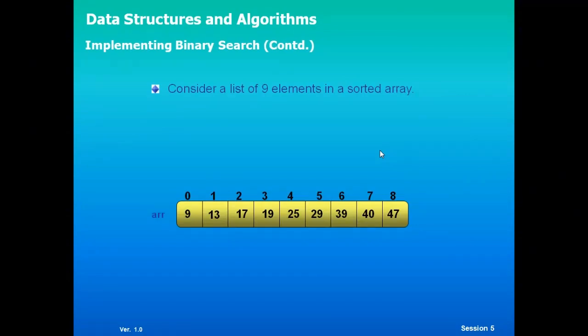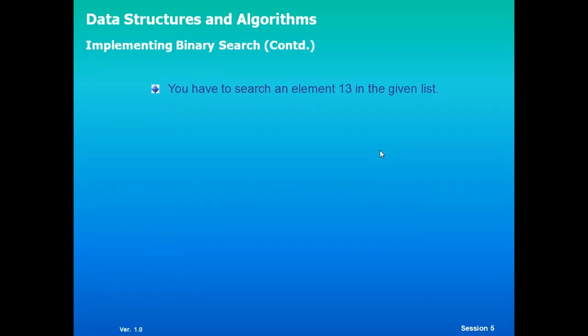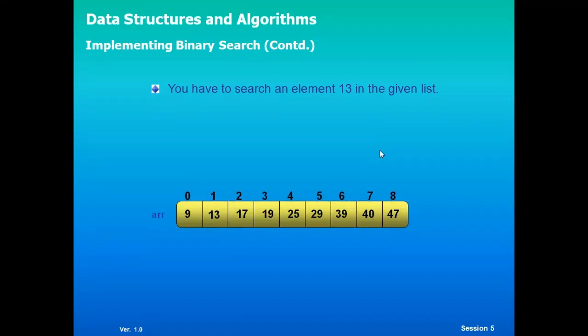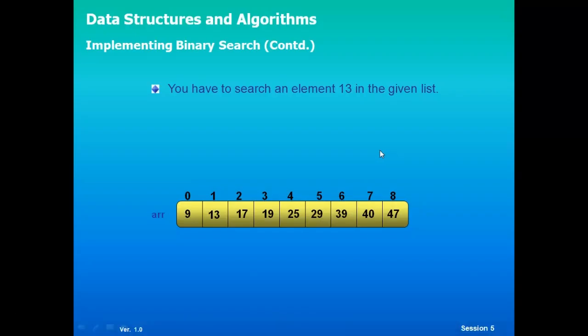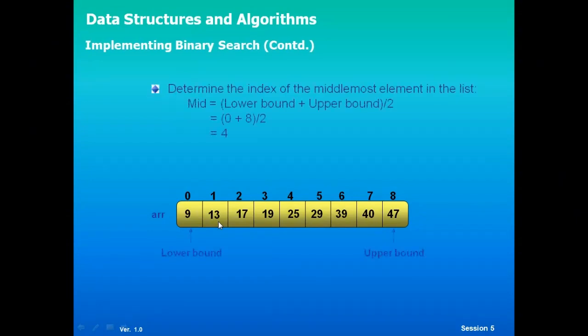Suppose this is your list: 9, 13, 17, 90, and so on. Now you have to search for the element 13 in the given list. म्हणजे तुम्हाला नंबर सर्च करायचा आहे 13 in the given list. Remember this, you have to search the number 13. लक्षात घ्या. आता यांनी काय केलं, काय सांगितलं बघा.